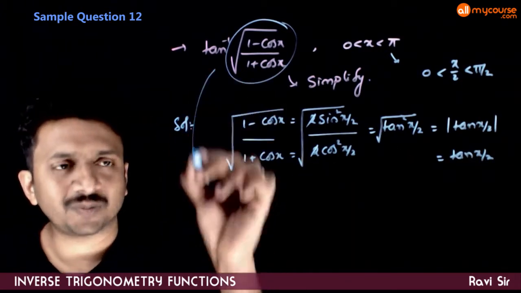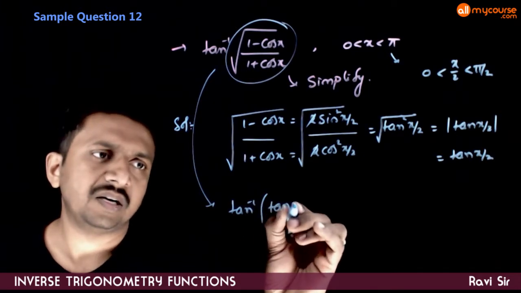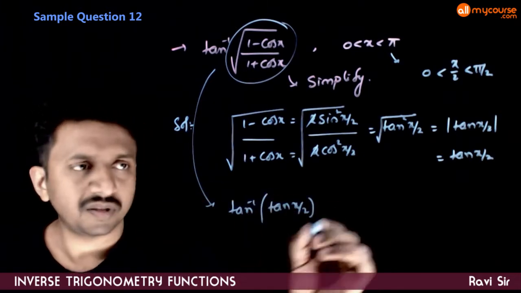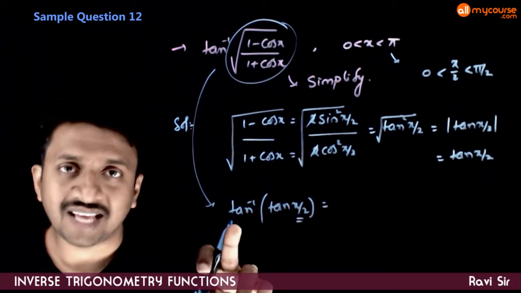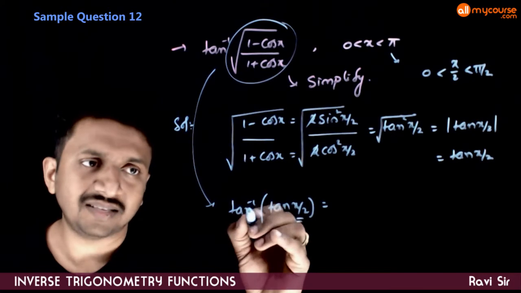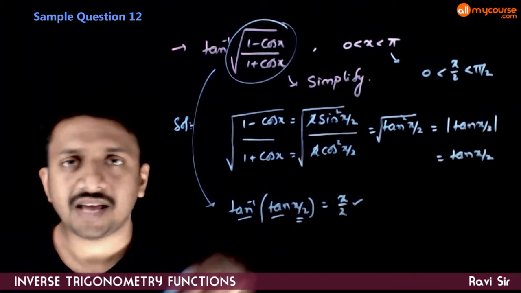So what does this expression become? Tan inverse of tan x by 2. X by 2 is an acute angle which lies in the range of tan inverse. Hence tan inverse and tan cancel each other. The answer is x by 2.